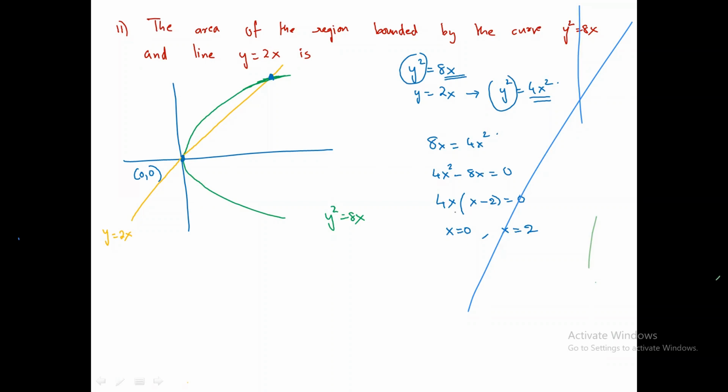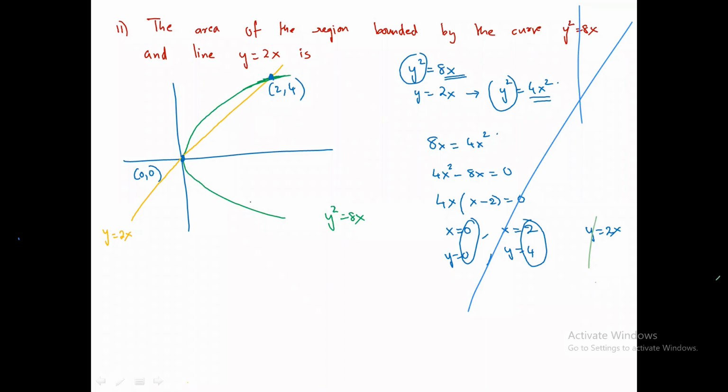Now when x is 0, you can put it in the line y equal to 2x or the parabola. When x is 0, y is 0. When x is 2, y is 4. So this is one point of intersection, and 2, 4 is another point of intersection.